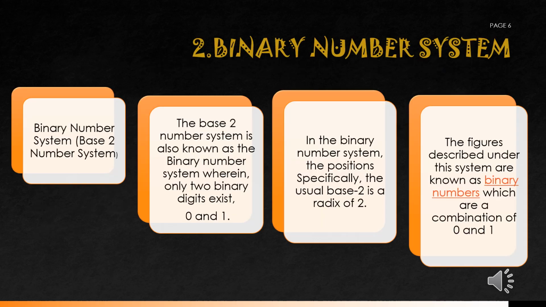1457. Binary number system, base 2 number system. The base 2 number system is also known as the binary number system, wherein only two binary digits exist, 0 and 1. Specifically, the usual base 2 is a radix of 2. The figures described under this system are known as binary numbers, which are a combination of 0 and 1.